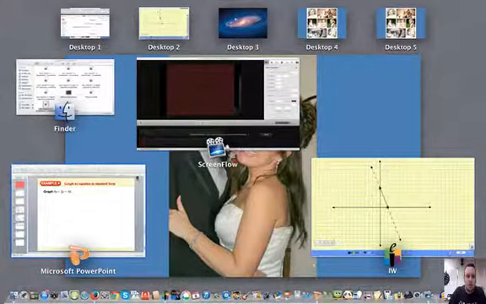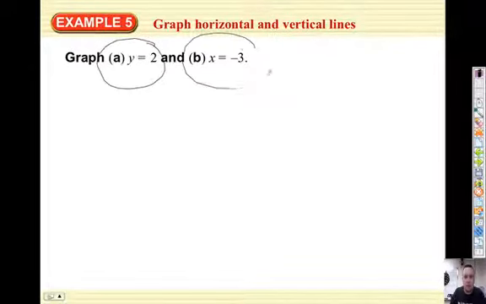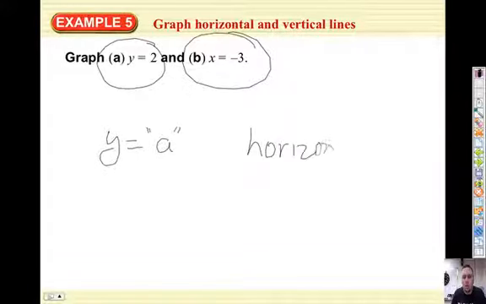Alright, last question. Example 5. Graph these two things, y equals 2 and x equals -3. So 2 parts here. Y equals 2, there's 1, and x equals -3. Basically, if you have y equals some number a, whatever, 2, 5, -2, it is a horizontal line at a, whatever a is.